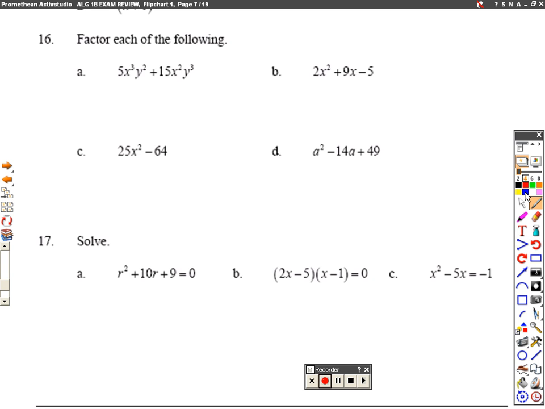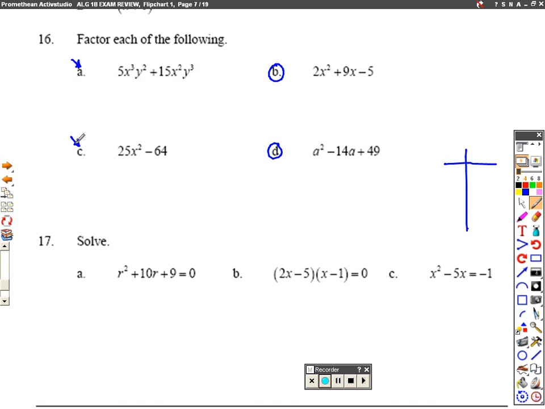Question number 16. For each of these problems, you're going to have to factor. Now, I'll tell you now that C is going to factor with a T-chart. So is B, but B is considered one of the harder problems that I tend to use the box method. A and C both have shortcuts.